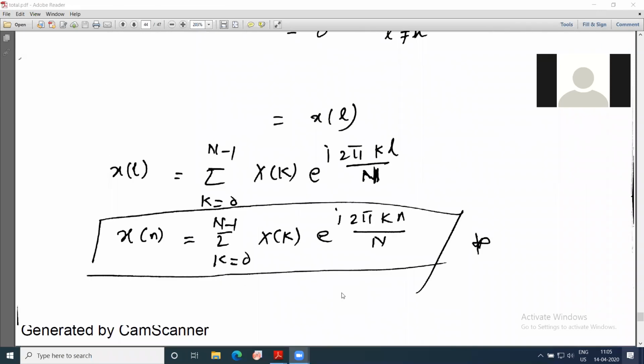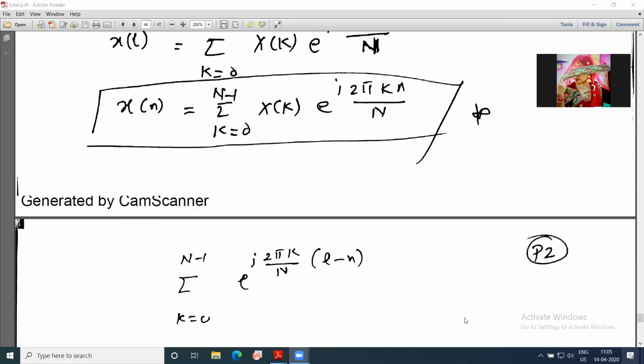If you agree with that, then you can calculate using this equation. Only you have to divide by n. I'll correct it and send you this note. Only thing, you have to divide by n. Then using this equation, you can find the inverse DFT. All right. So this class we have discussed the inverse DFT.